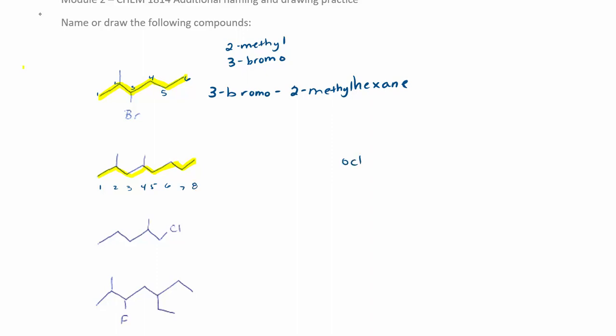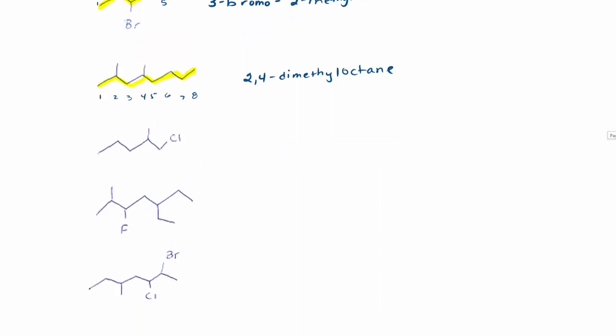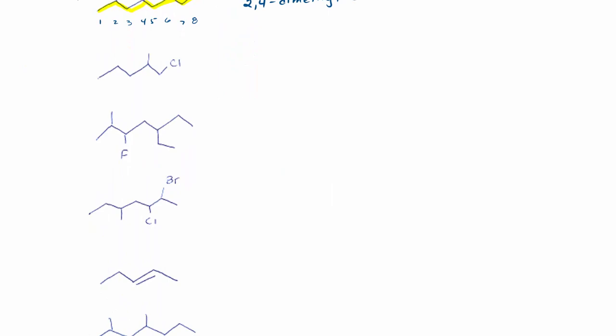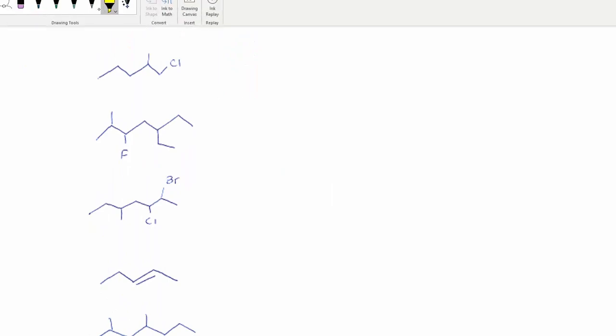That means I have an octane here. Now I need to name and number my substituents. I have 2 methyl substituents and they are on carbons 2 and 4. So this would be 2,4-dimethyl-octane. The next one, again, finding that longest carbon chain, which could be called the parent chain or the backbone.